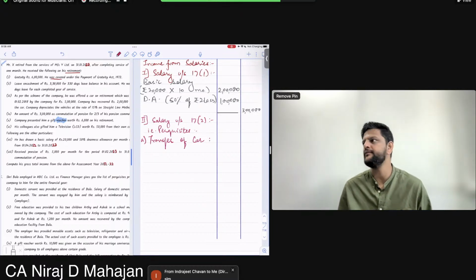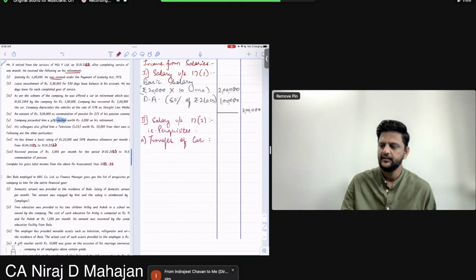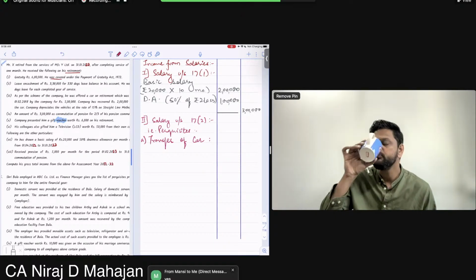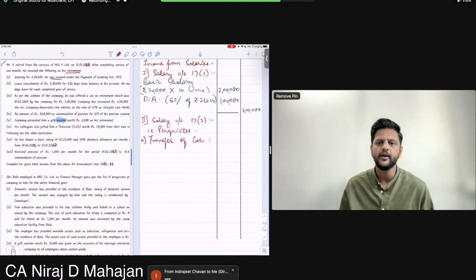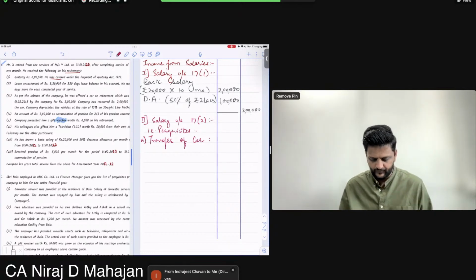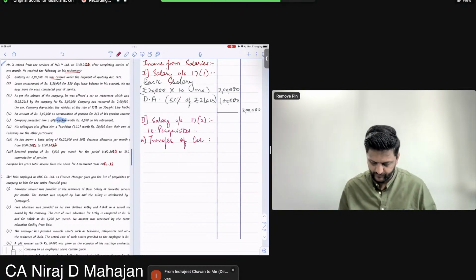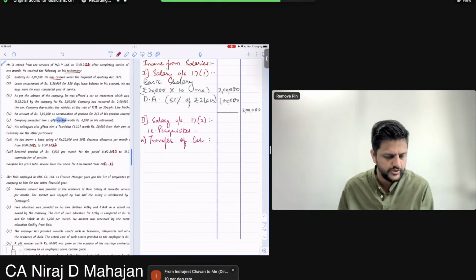Transfer of car. What is the value of perquisite? The WDV is the value of perquisite, minus anything recovered from the employee. Do you remember that? That also is for each completed year of use, for each completed year of use.